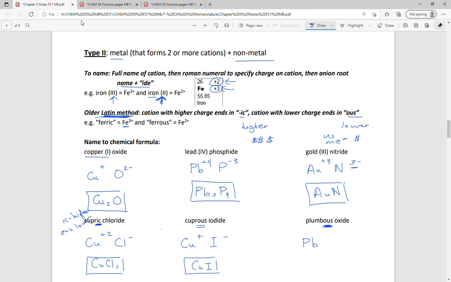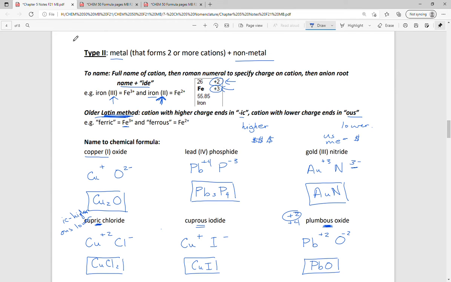Okay, let's go back, because I found it in another resource. +2 or +4, and the -ous is the lower. So that's +2, and oxygen is -2. And so making this electrically neutral, I'd have PbO as my formula.